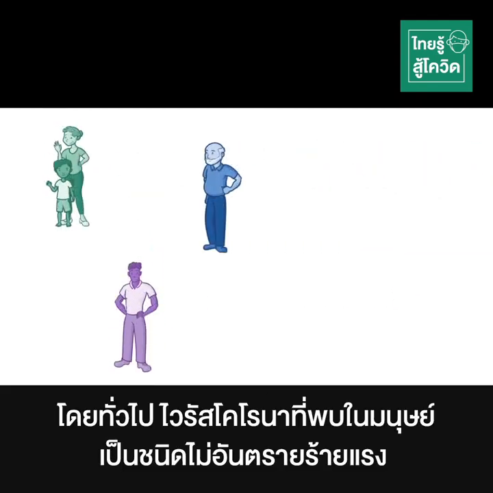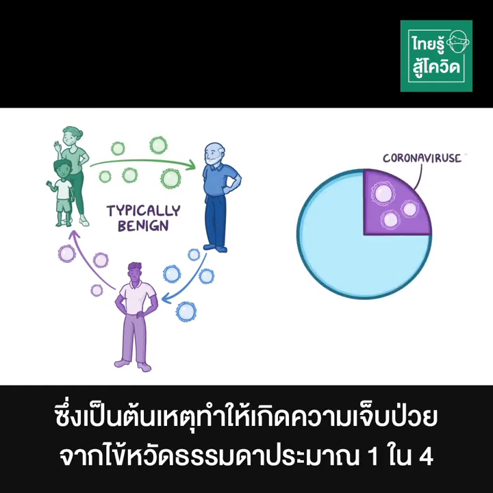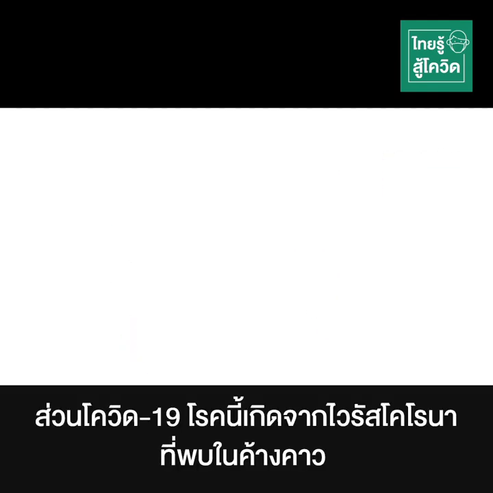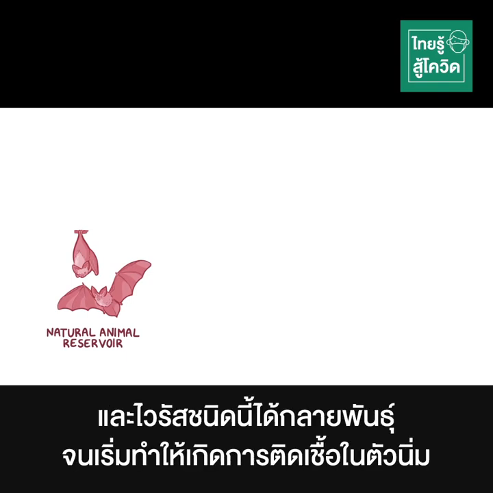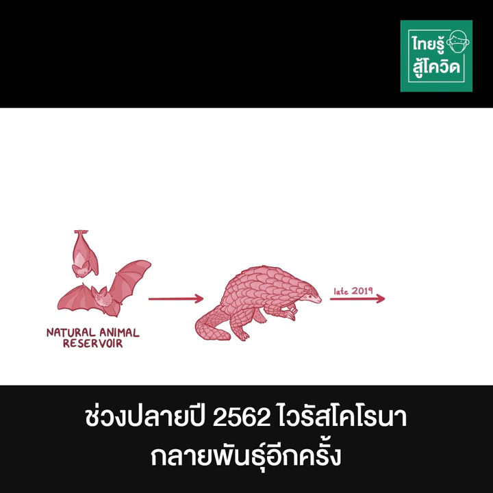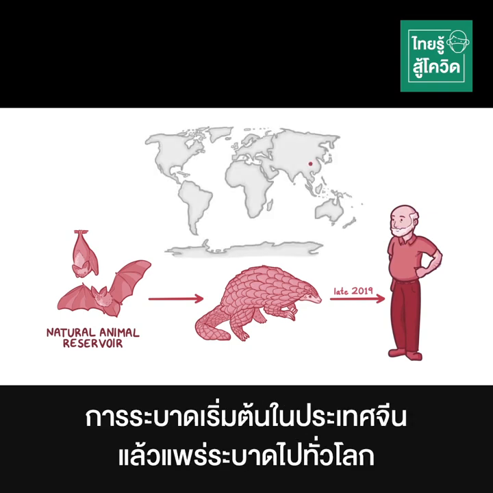Now, coronaviruses that circulate among humans are typically benign, and they cause about a quarter of all common cold illnesses. In COVID-19, what happened is that there was a coronavirus circulating among bats, which are a natural animal reservoir, and it mutated just enough to start infecting an intermediate host, the pangolin, an animal that looks like a cross between an anteater and an armadillo. In late 2019, the coronavirus mutated again and started causing disease in humans. The outbreak began in China, but has since spread around the world.